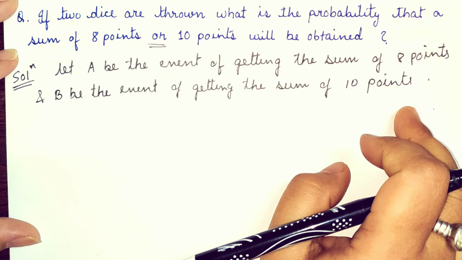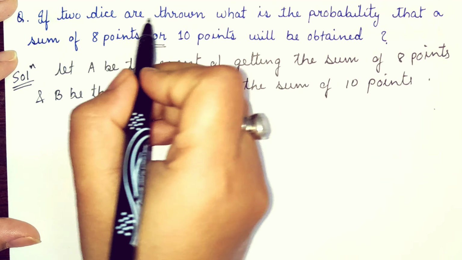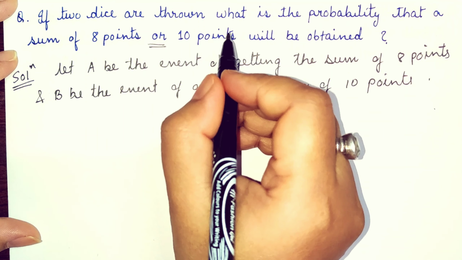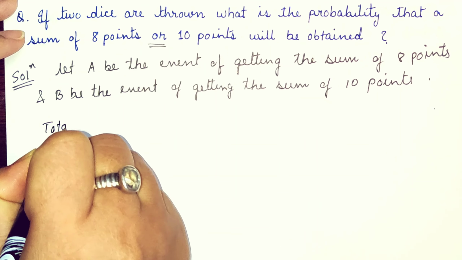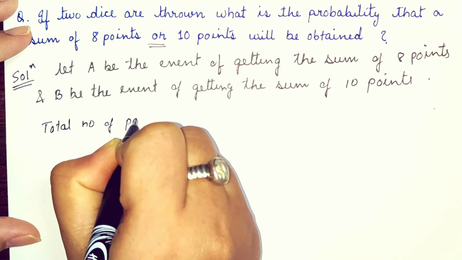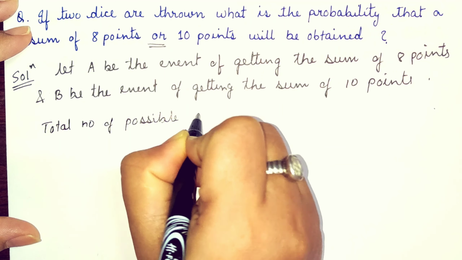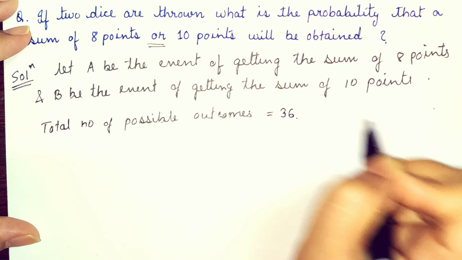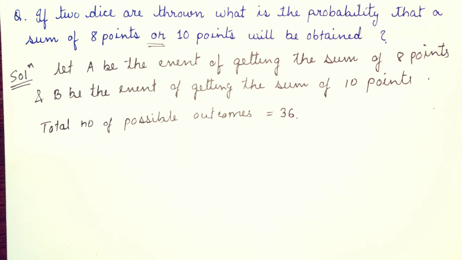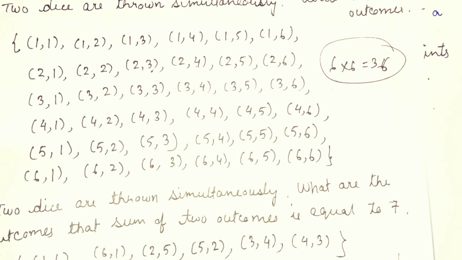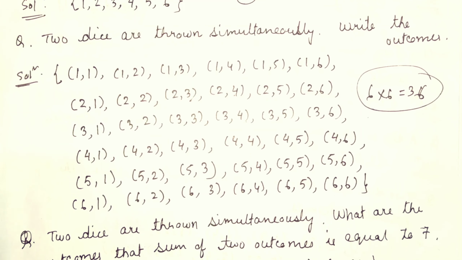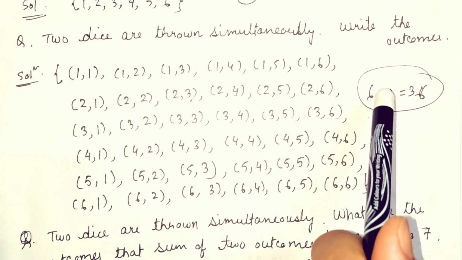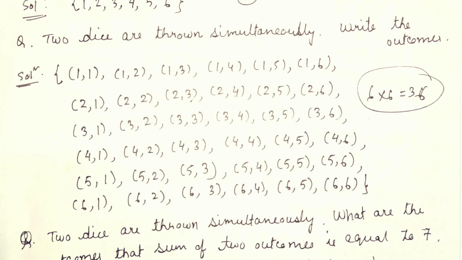Now, if two dice are thrown, then we know that there are 36 possible outcomes. Total number of possible outcomes is equal to 36. We have already found these values. So if two dice are thrown simultaneously, we have got all these values. From these, total outcomes equal 36.